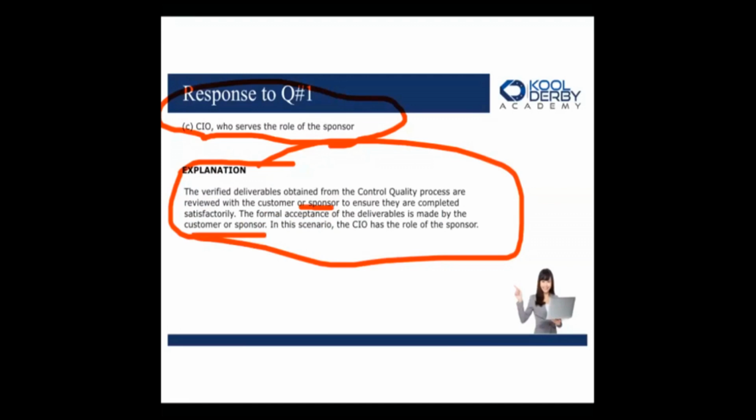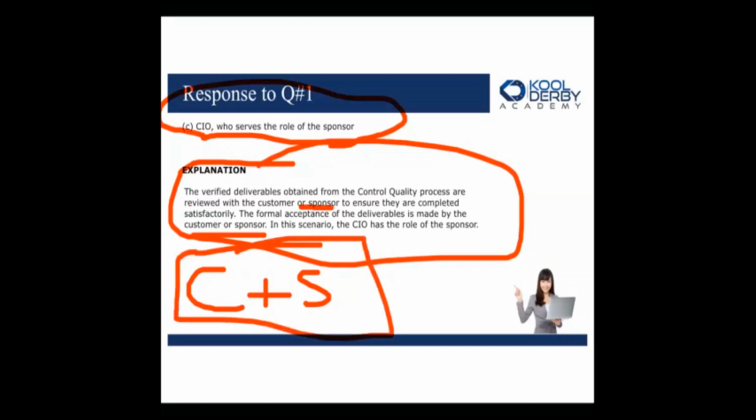Remember, the customer and the sponsor can be the same or they could be different. The customer can be the one that pays for it, but they could be different. In either case, on the exam, these are the two most important stakeholders, the customer and the sponsor. And if you were asked who is more important, the customer on the exam. In this case, the scenario told you that the CIO was the sponsor. You were told that.